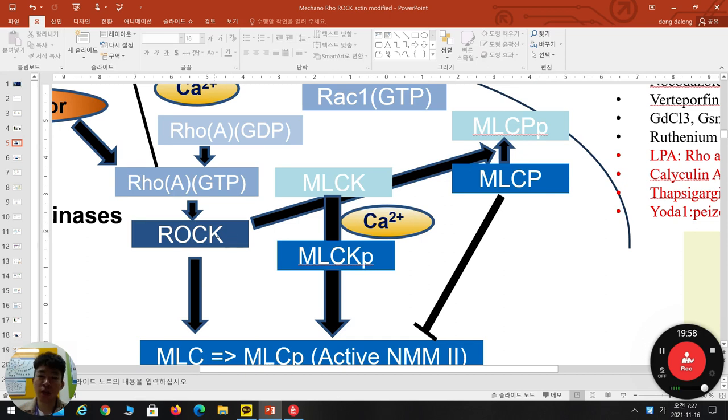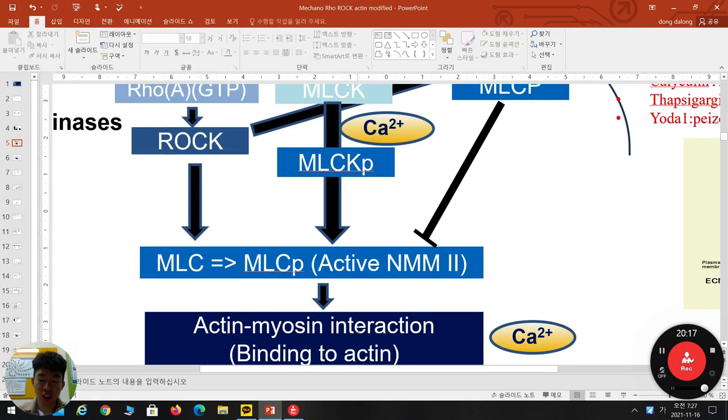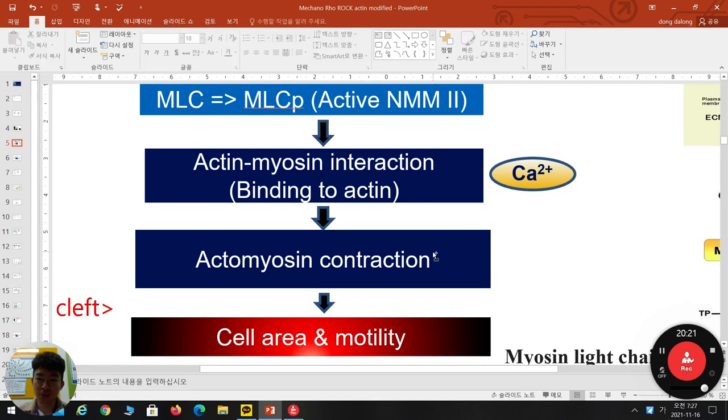So at the same time, Rho kinase turns on MLC and turns off MLC phosphatase. Because of that, myosin light chain is turned on, actin-myosin interaction occurs, and then cell area and motility change.